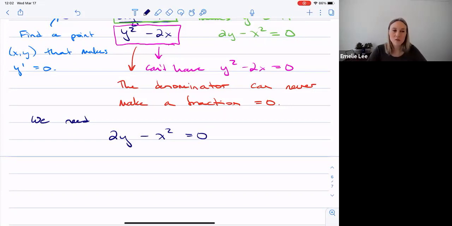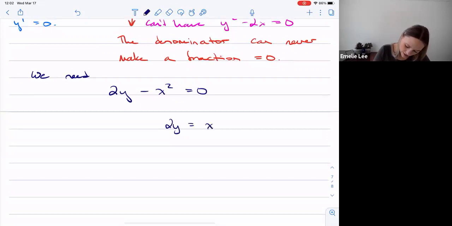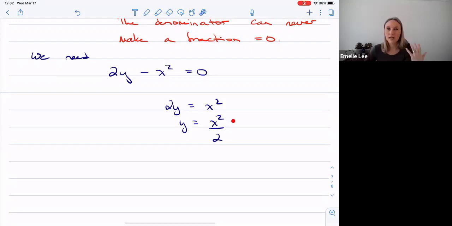Probably the easiest thing is to move the negative x squared to the right-hand side. So I get 2y equals x squared, and then y is x squared over 2. And then what? Here's the tricky part, okay? We need to bring this back to the original function, right? Because saying, oh, y can just be anything that is equal to x squared over 2, but we need to specify that the point has to be on the Folium of Descartes, otherwise it won't work, right?